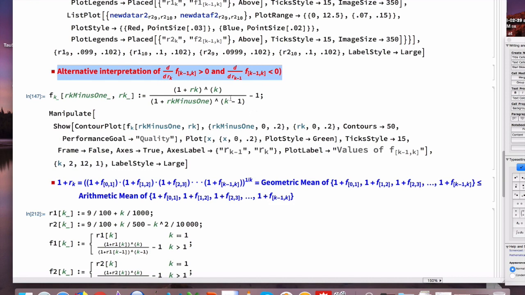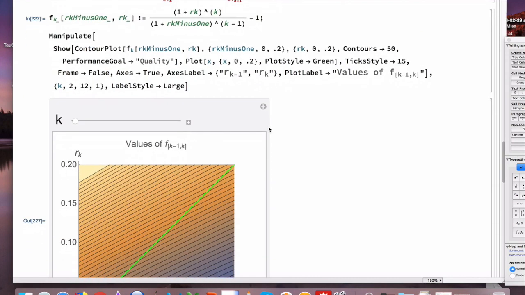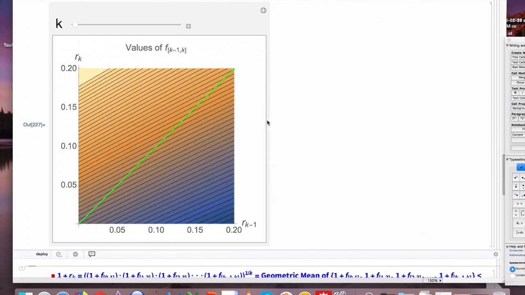This involves multivariable calculus, essentially. What I've got here is I'm thinking of the forward rate as being a function of two variables. I'm calling them rk minus 1 and rk, and this is the formula for the forward rate that we've seen in general. It's a function now of two variables, although k I'm treating as a parameter that I can change in this manipulate animation down here. So I can enter this function and I can plot it, and there it's plotted.